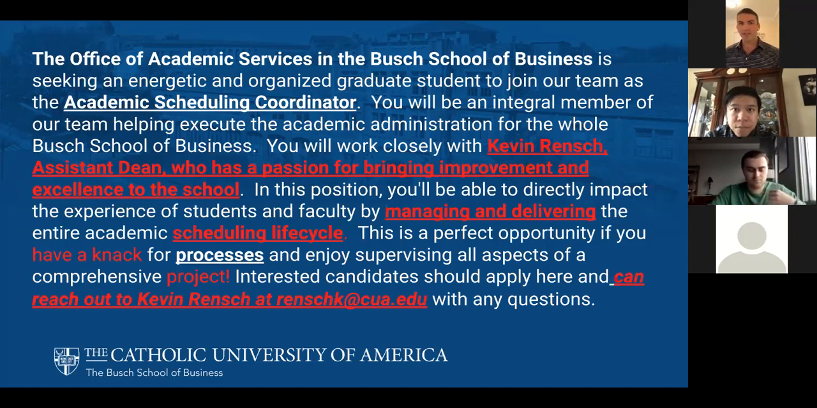In this position, you will be directly impacting the experience of the students and faculty by managing and delivering. Okay, managing and delivering. So those are adjectives. Mary Kate has been getting on you about having adjectives in your resume. So here are 2 that are in the job description that you can pull out and put on your own personal resume.